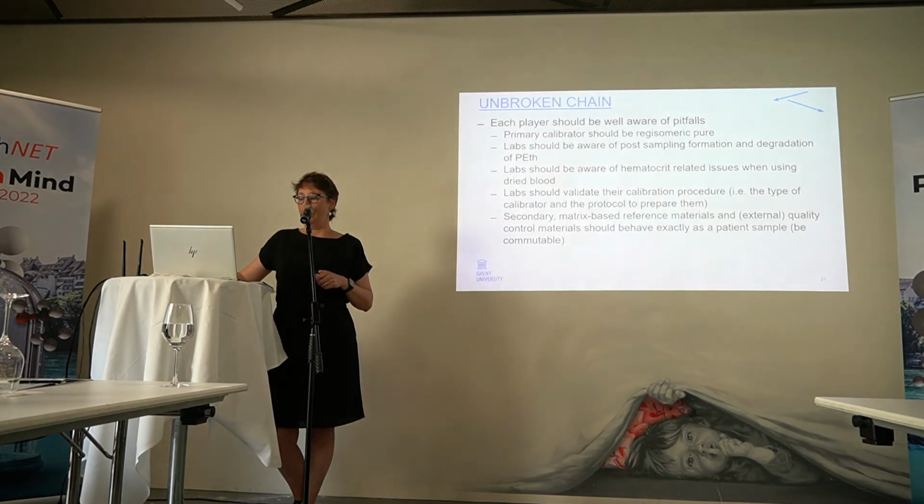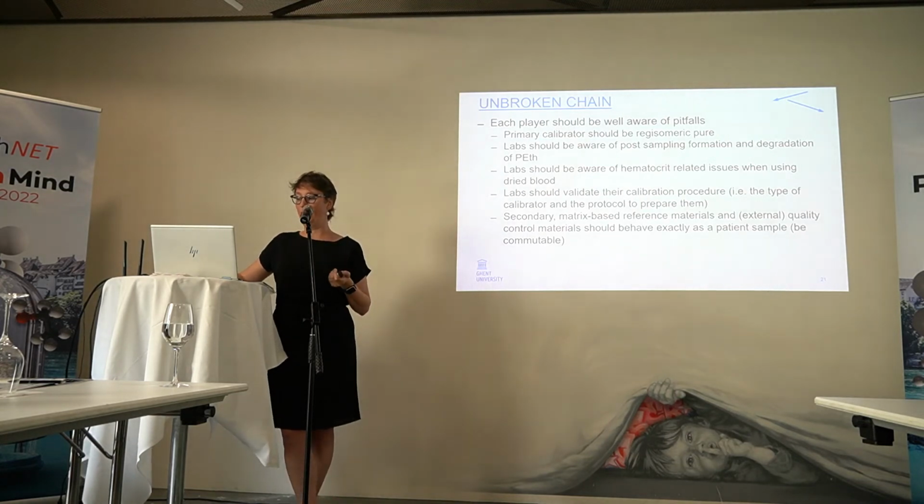So this unbroken chain is where every player should be well aware of the pitfalls. For PET, it means that the primary calibrator should be regio-isomeric pure. Labs should be aware of post-sampling formation and degradation of PET and should take suited measures to avoid it. We should be aware of hematocrit-related issues when using dried blood spots, not only when we use a classical DBS, but also when we use volumetric dried blood samples. We should validate our calibration procedure.